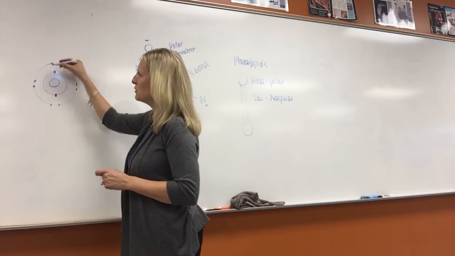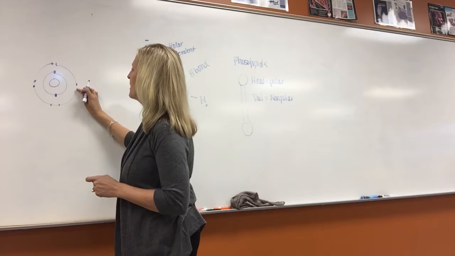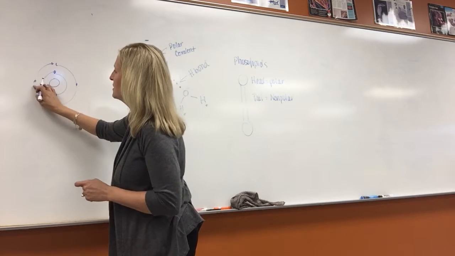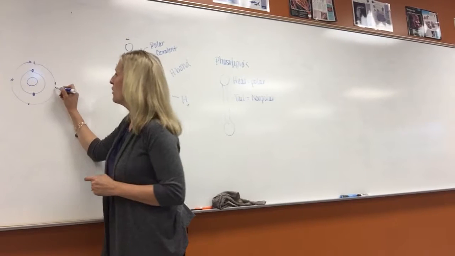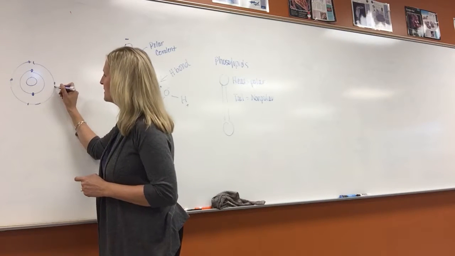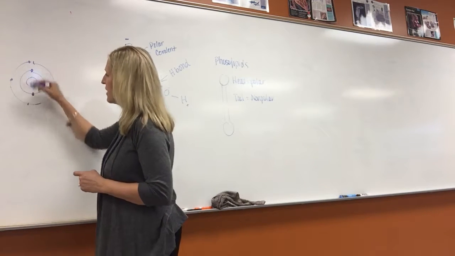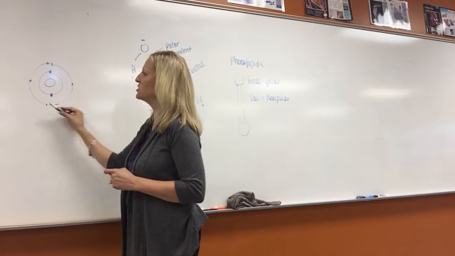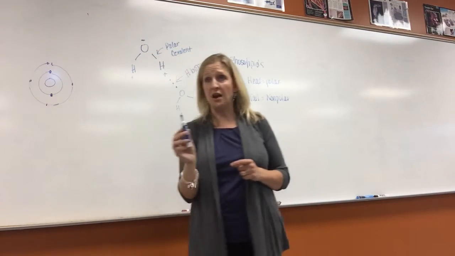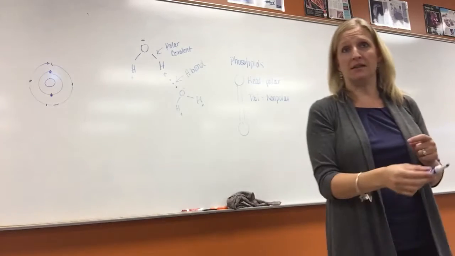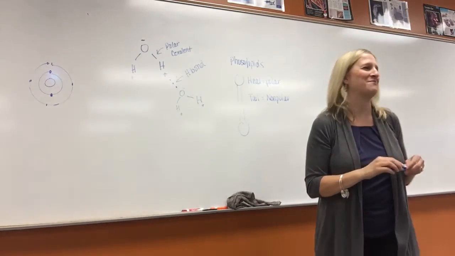That's the octet rule. If you have an atom that has 3 missing here, what that tells you is that to have that energy level full, it needs 1, 2, 3 electrons, and therefore can make 3 bonds. So that's all you need to know for that.